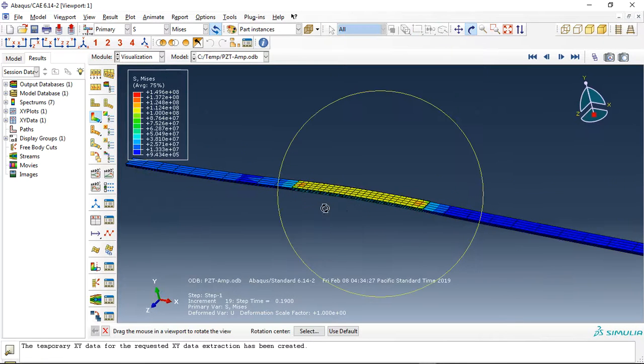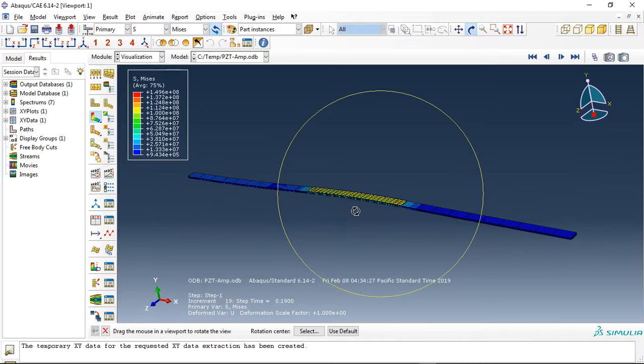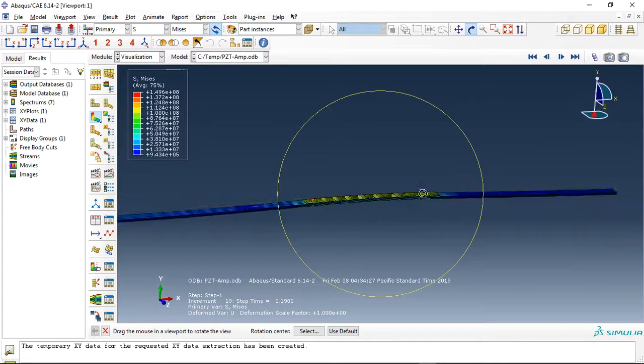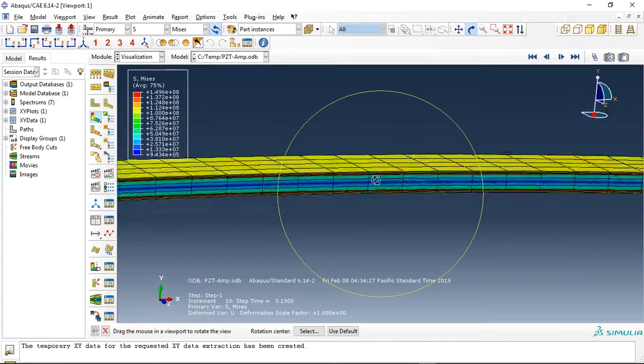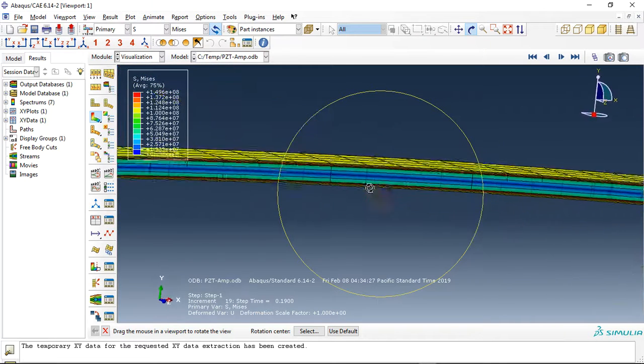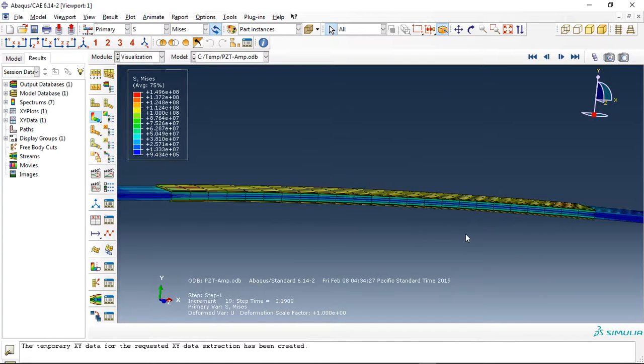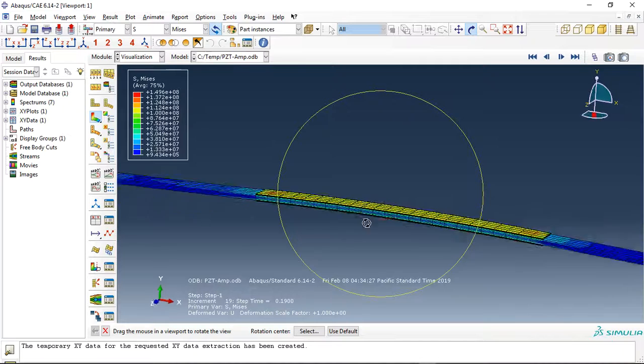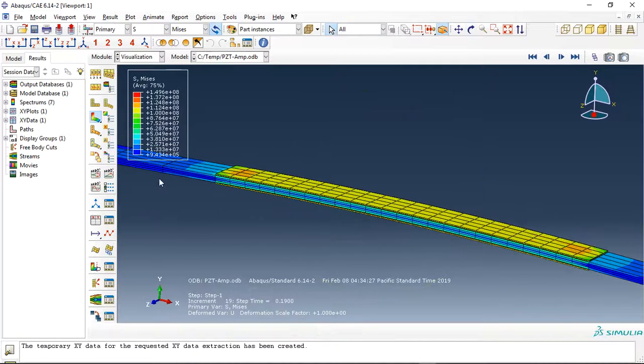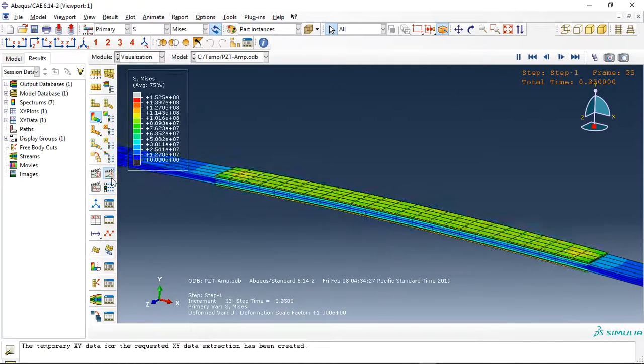Today I did a model of the piezoelectric effect under sinusoidal voltage in Abaqus. You can see here the yellow part is the piezoelectric, and inside it there is aluminium. You can see this structure under the sinusoidal voltage.